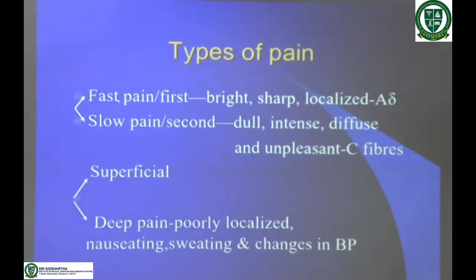Then there are two types of pain: fast pain and slow pain. Fast pain is bright, sharp and localized, carried by the A delta fibers. Slow pain is dull, intense, diffuse and unpleasant, carried by the C fibers. The other classification is superficial pain and deep pain. Deep pain is usually poorly localized, and is nauseating, with sweating and changes in the blood pressure.